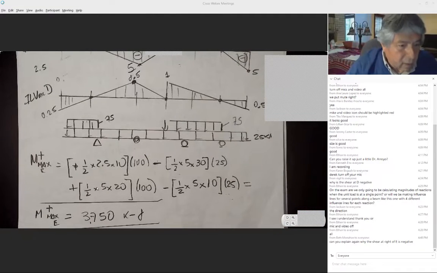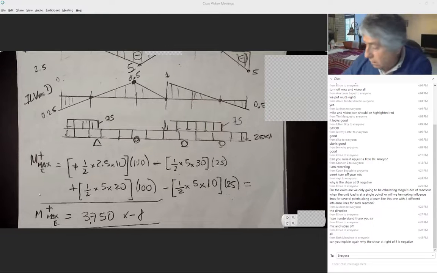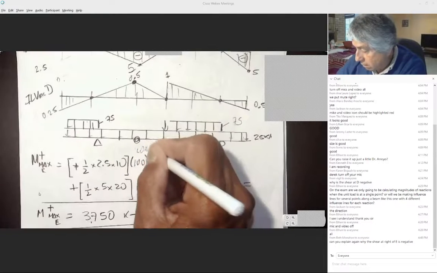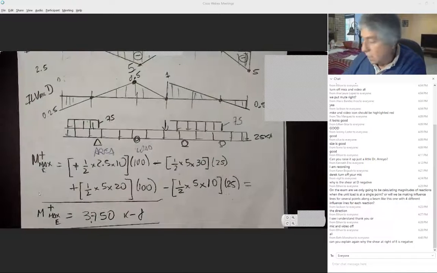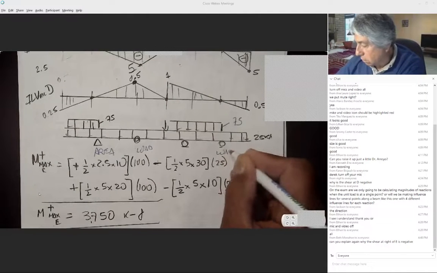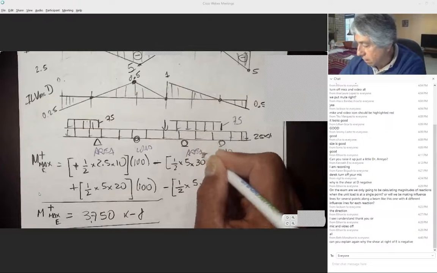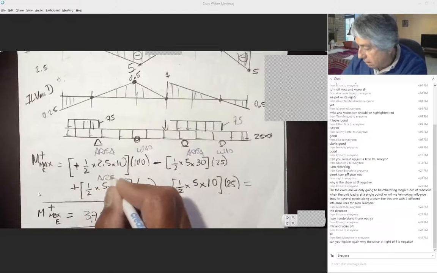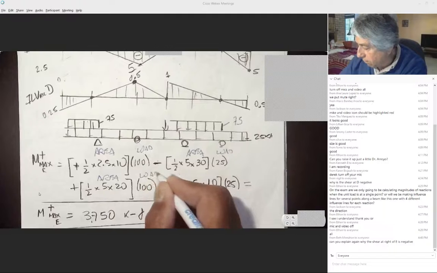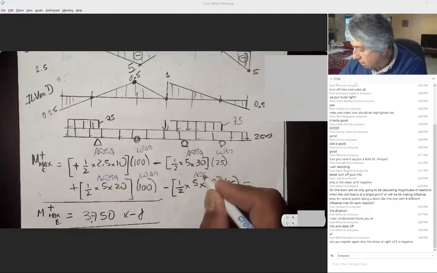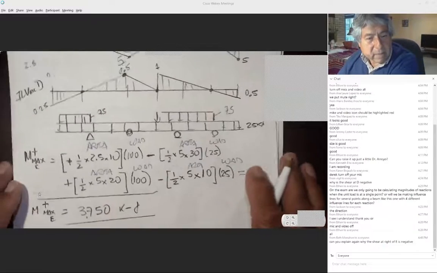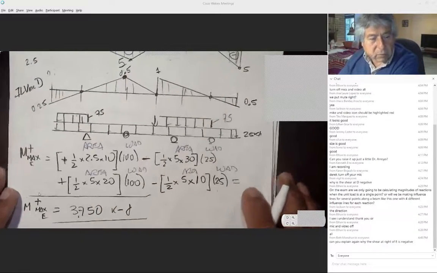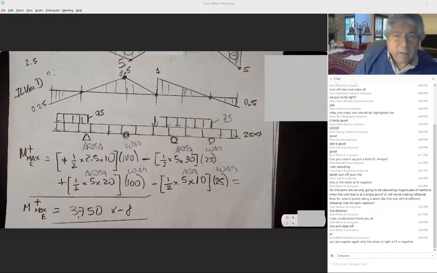You can see the load in here and the area. We had the load times the area. Here the area and the load, area and the load. And so that gives us the maximum positive 3750. Okay.